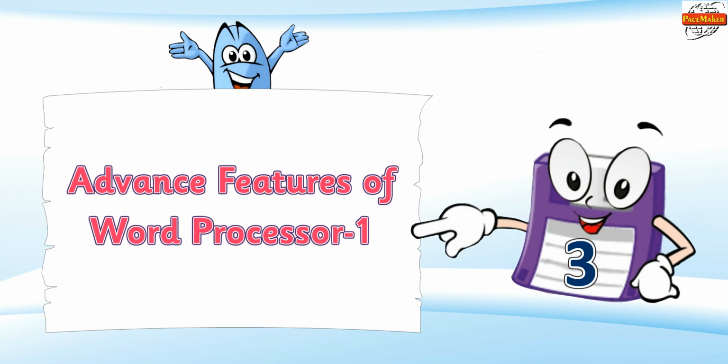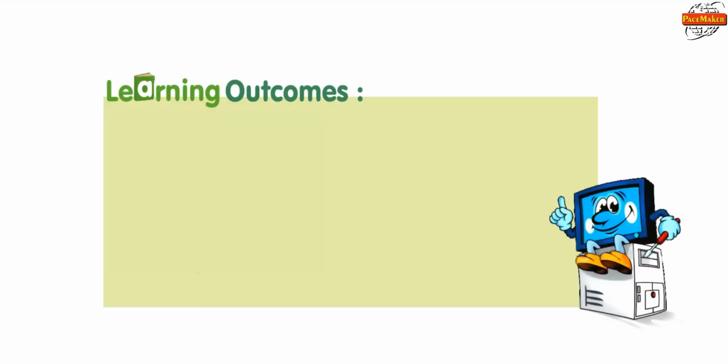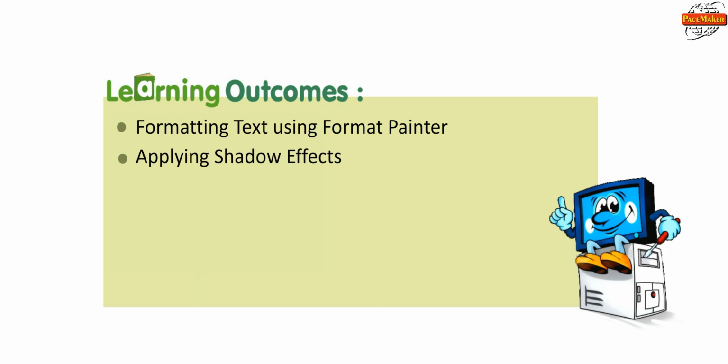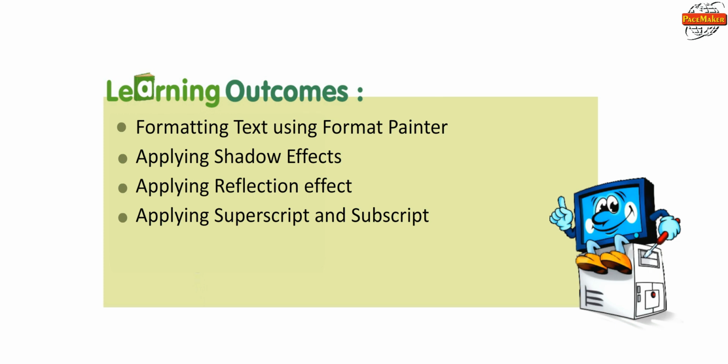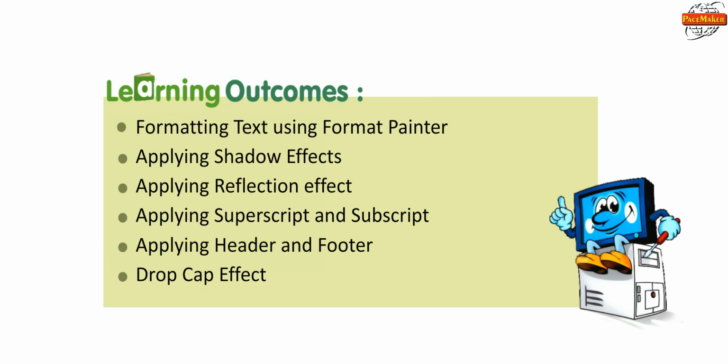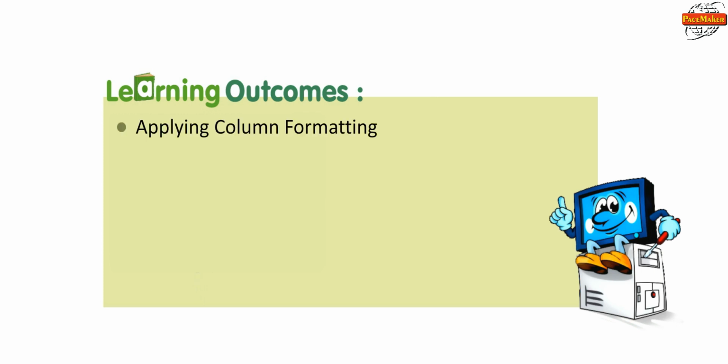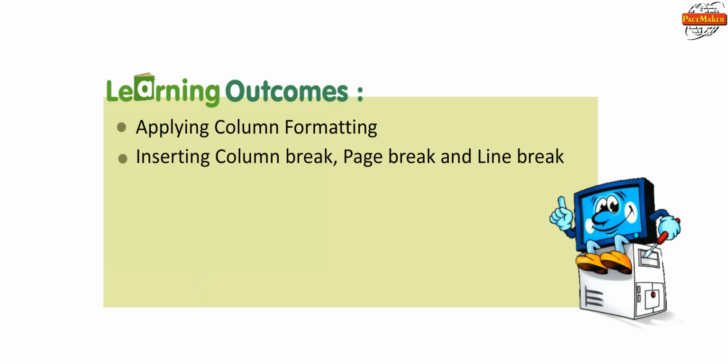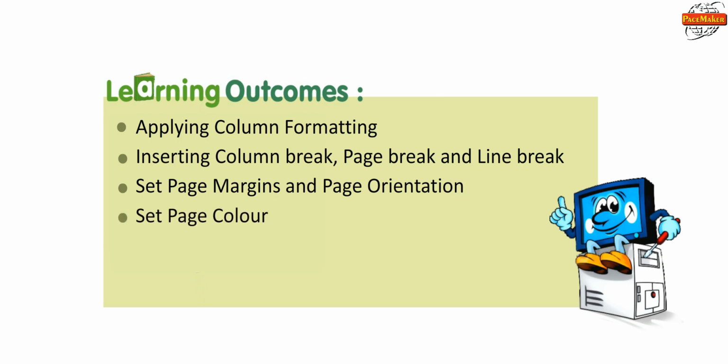Chapter 3 Advanced Features of Word Processor 1. Learning Outcomes: Formatting text using Format Painter, Applying Shadow Effects, Applying Reflection Effect, Applying Superscript and Subscript, Applying Header and Footer, Drop Cap Effect, Applying Column Formatting, Inserting Column Break, Page Break and Line Break. Set page margins and page orientation. Set page color. Working with tabs.